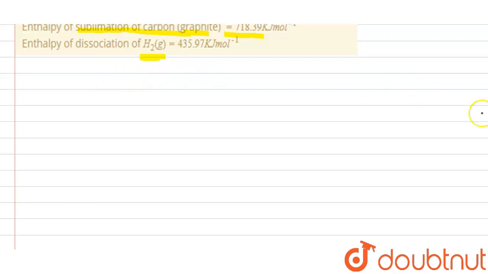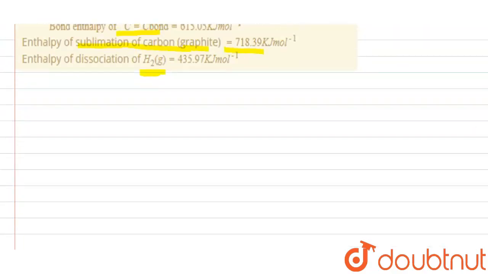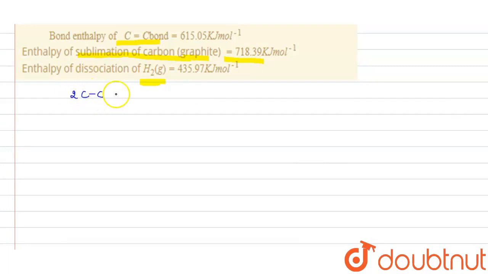So here let's see your isoprene structure. What is isoprene? The structure of isoprene is CH2 double bond C, CH double bond CH2, CH3. This is the structure of your isoprene, and you can clearly see that in the structure of isoprene, 2 carbon single bond carbon bonds, 2 carbon double bond carbon bonds, and 8 carbon hydrogen bonds are present.